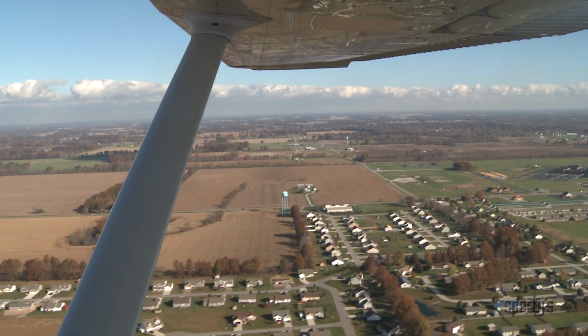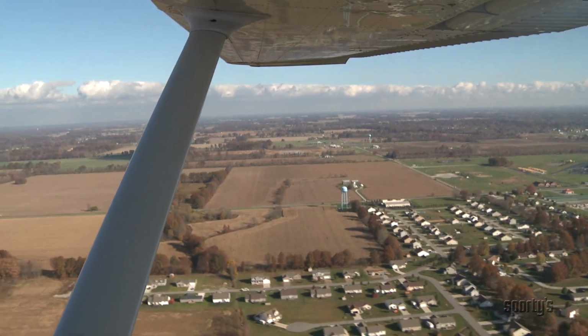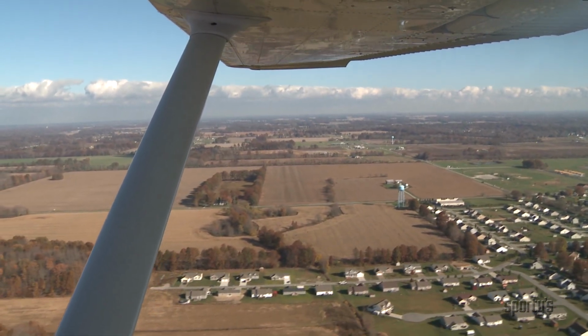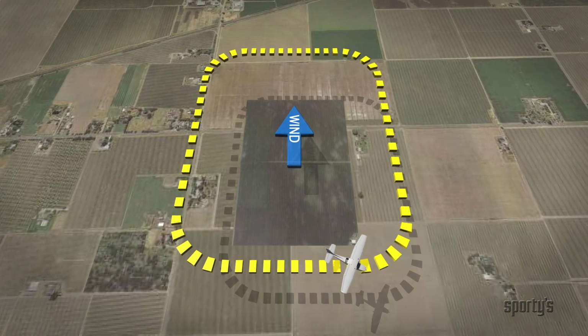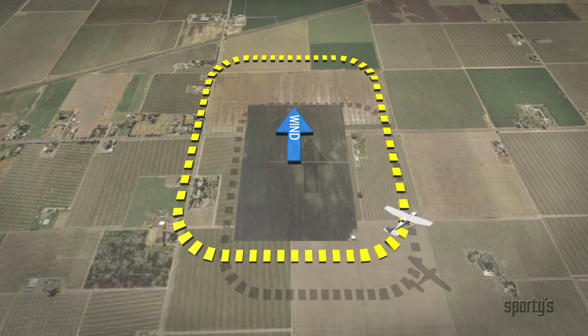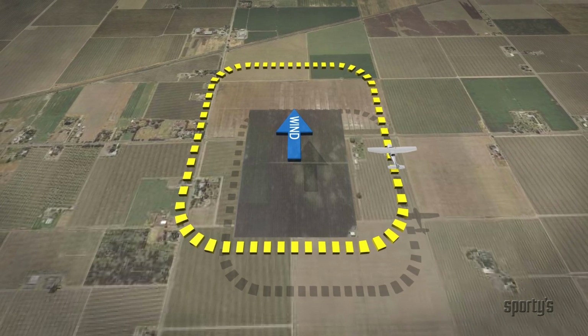The distance from the boundaries should be the same distance as the downwind leg of the traffic pattern is from the runway. Turns should be made to the right as well as the left and should not exceed the medium bank turns used in the traffic pattern.